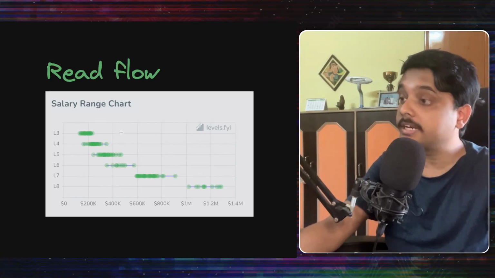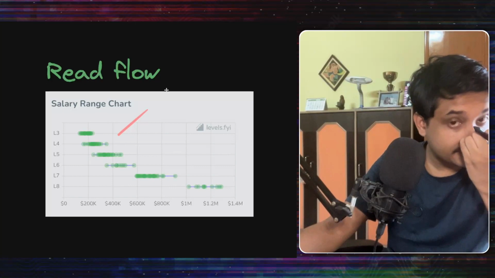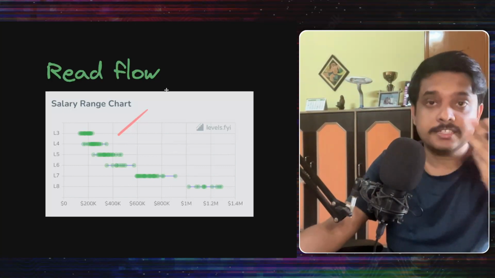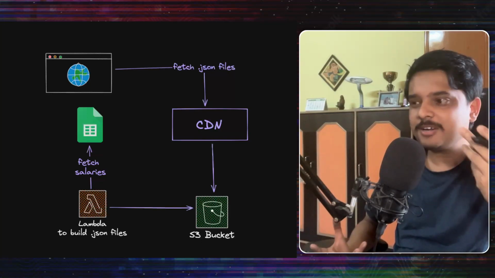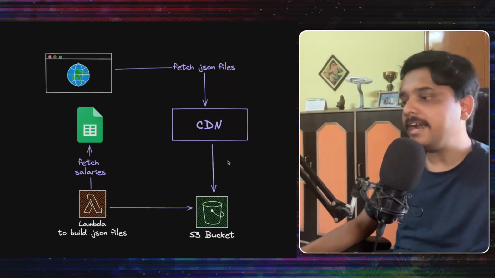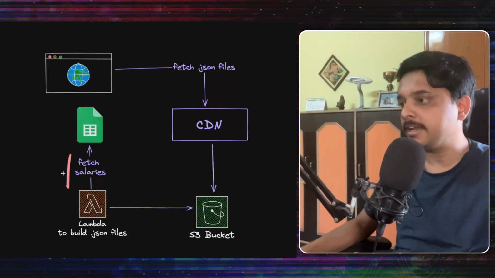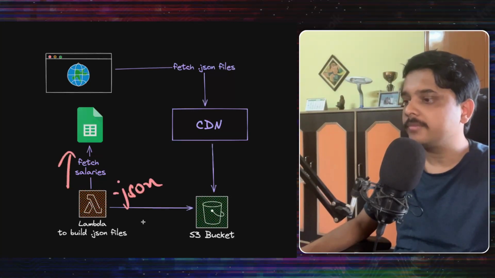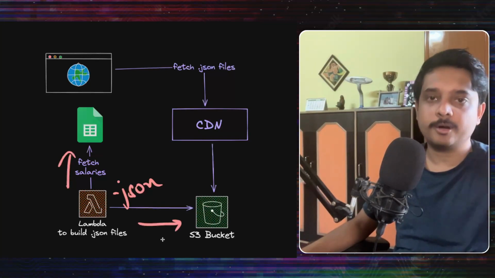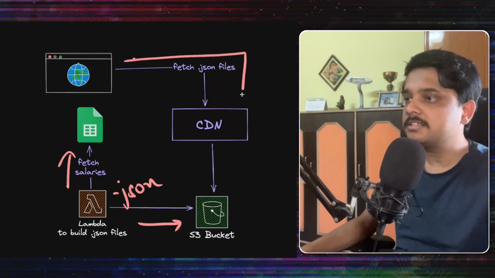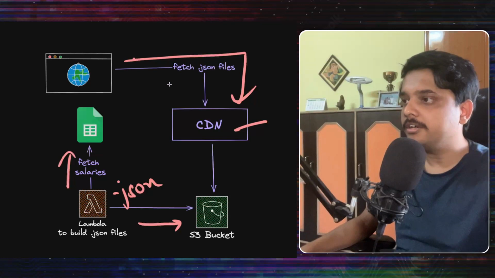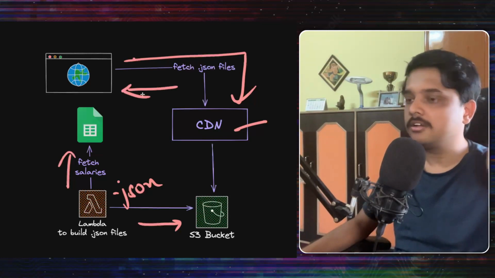They also wanted to create visualizations like this, which would show the salary ranges. Let's see how they did this. So this is the read flow they had, and it is interesting how much can be done with a dumb data store, right? They had a Lambda function which would fetch the salaries from the Google Sheet and build JSON files out of it, and then upload it to an S3 bucket. So whenever the browser wants data, it would request this CDN and all the files would be cached in the CDN and it would fetch the JSON file.